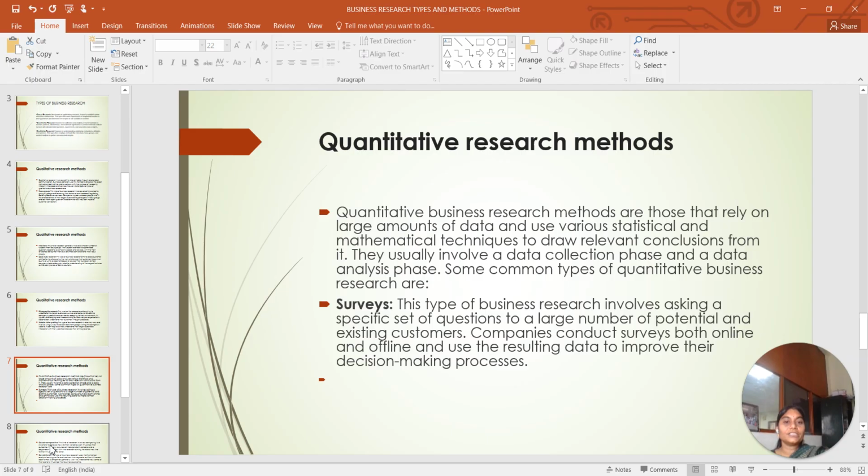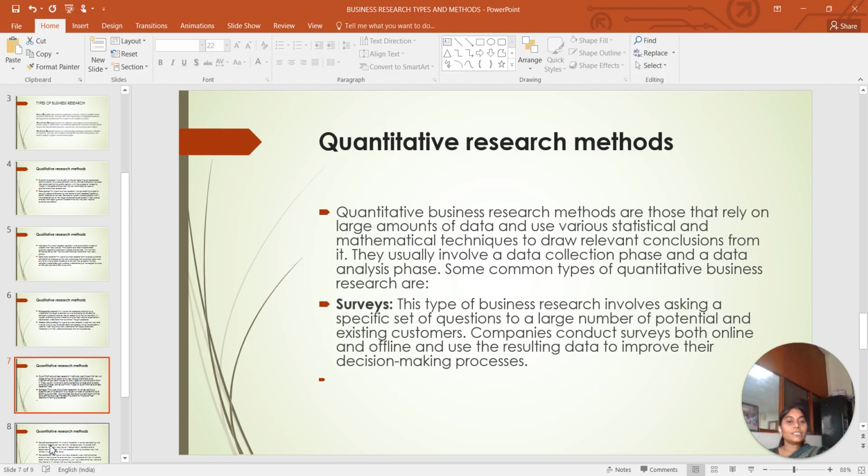And the next one is quantitative research methods. Quantitative business research methods are those that rely on large amounts of data and use various statistical and mathematical techniques to draw relevant conclusions from it. They usually involve a data collection phase and a data analysis phase. Some common types of quantitative business research are surveys.